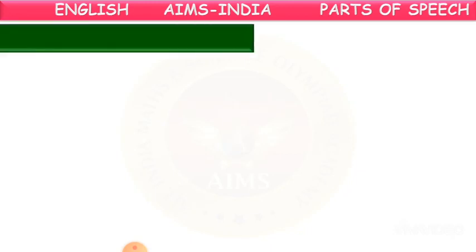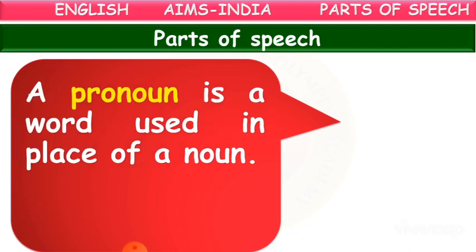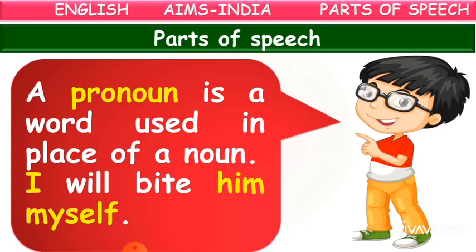Understood children? Now we'll go to the second part of speech. What is it? Can anybody guess? Yes, it is a pronoun. What is a pronoun? A pronoun is a word used in place of a noun. It is a word which is used in the place of a noun. Instead of a noun, we use a pronoun.